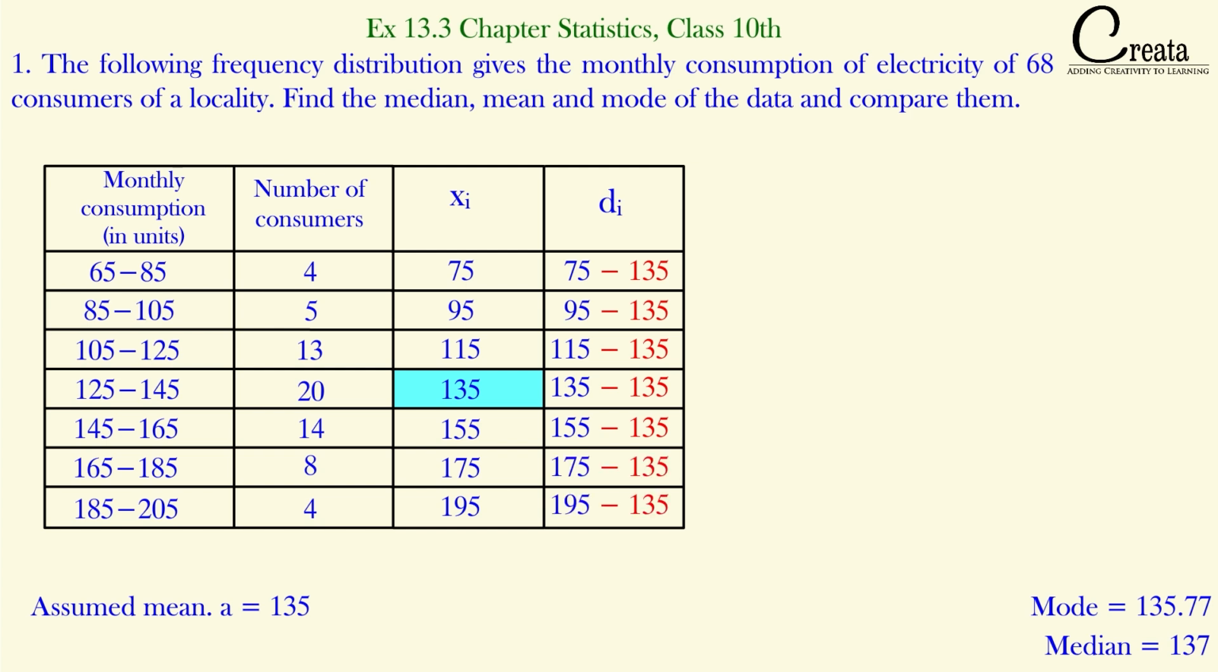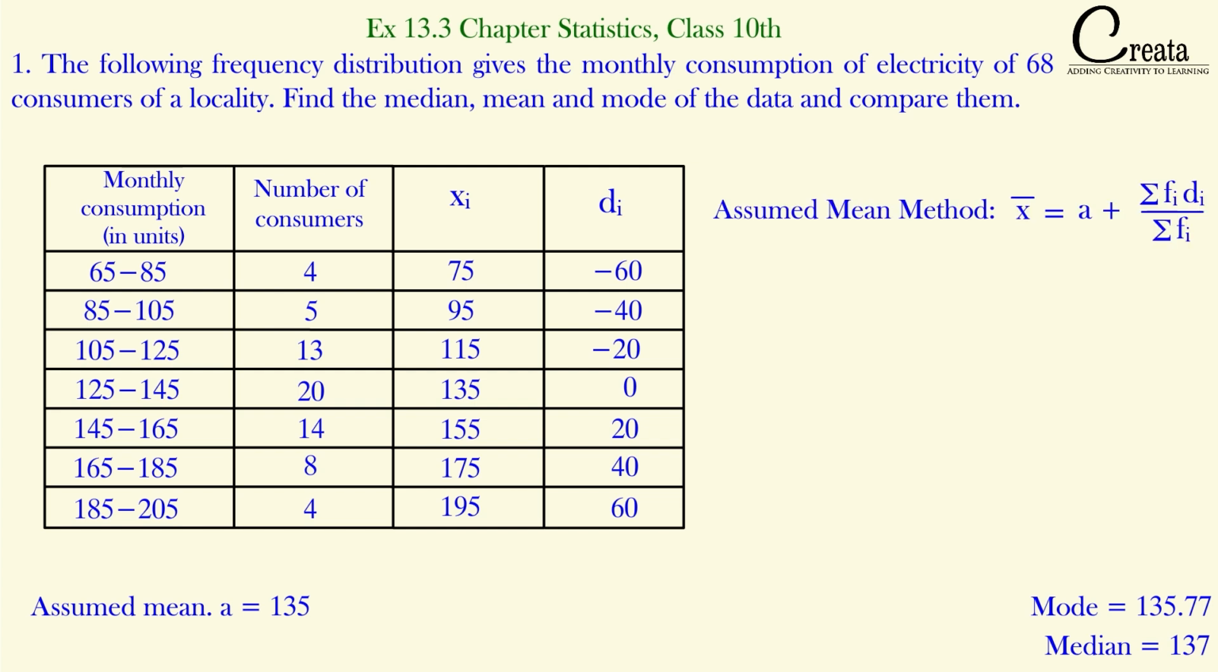75 minus 135, it is minus 60. 95 minus 135, it is minus 40. Further, it is minus 20, 0, 20, 40 and 60. We got the value of deviation, which is di. Okay. Now again we are having two options.